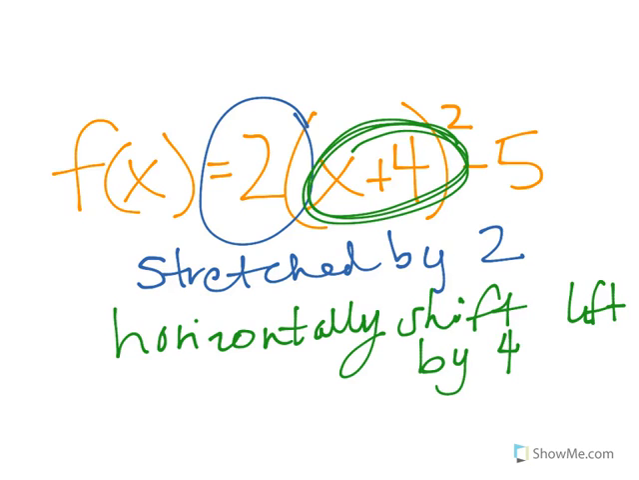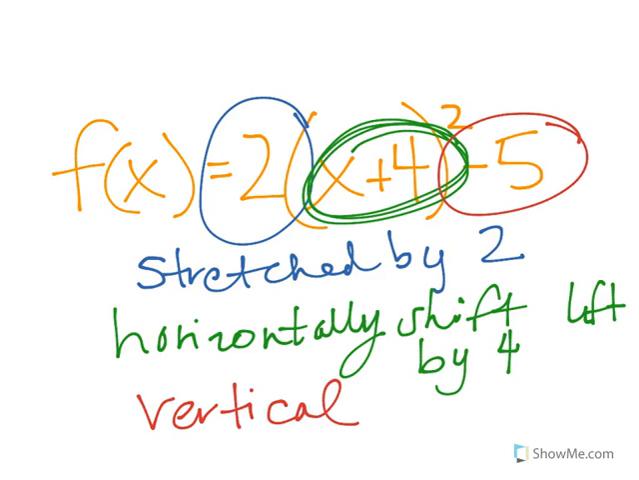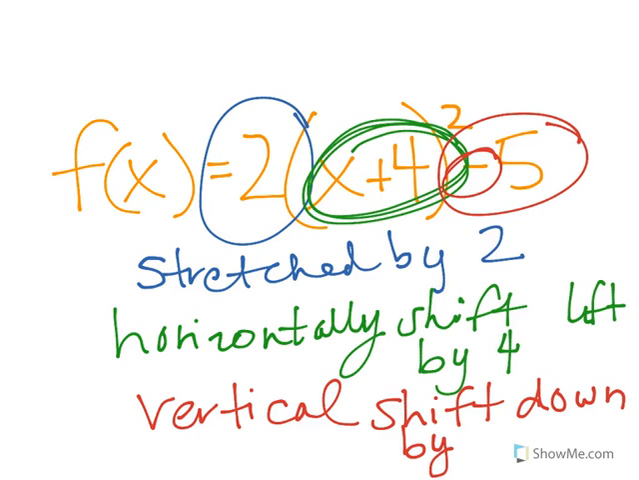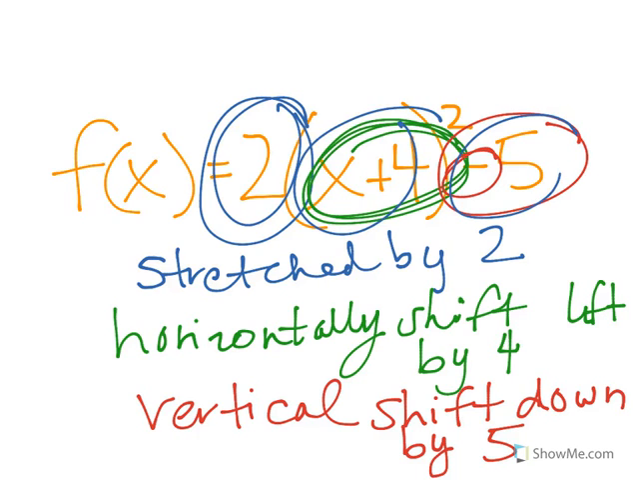Okay, next we're going to look at the vertical shift. This vertical shift is accurate. It's not the opposite. So the vertical shift is up. No, actually it's down. It's negative. So it's a vertical shift down by 5. Okay, so you just have to keep in mind that each part of the equation represents something.